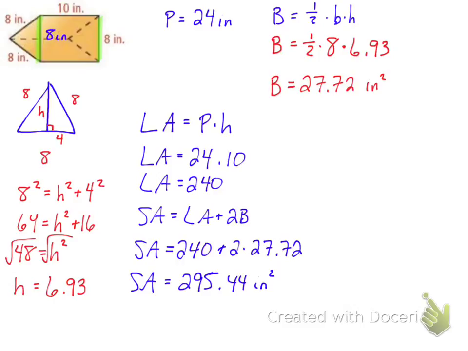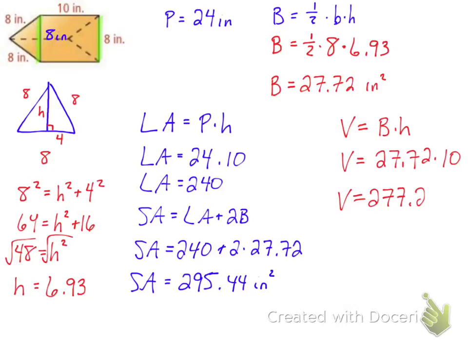And the last thing I can do is find the volume. The volume is the area of my base times the height. The area of the base is 27.72 multiplied by the height, which is 10. So the volume is 277.2, and again, these are going to be cubic inches.